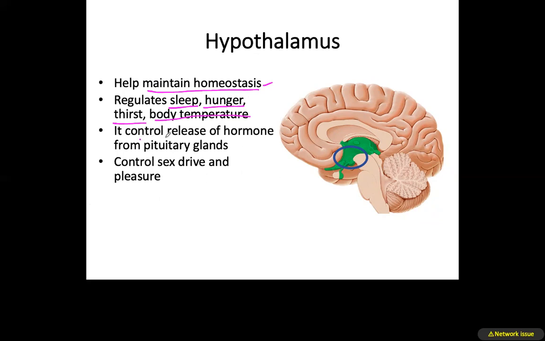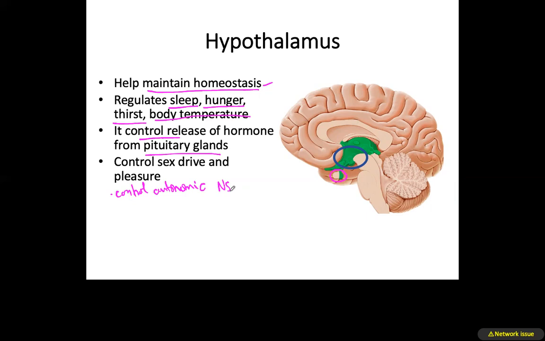It also controls the release of hormones from your pituitary gland. So pituitary gland, again, in this picture is depicted as the structure right underneath. So it is extremely important. It also controls the sex drive and pleasure. It also controls the autonomic nervous system. So autonomic nervous system, things like sympathetic and parasympathetic, which is your fight or flight or rest and digest system. So it does have a role in controlling your nervous system in terms of the autonomic branch.